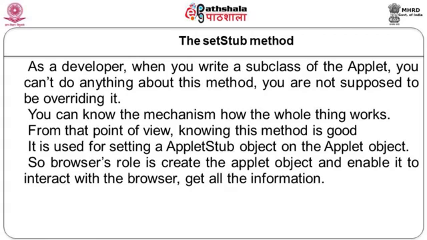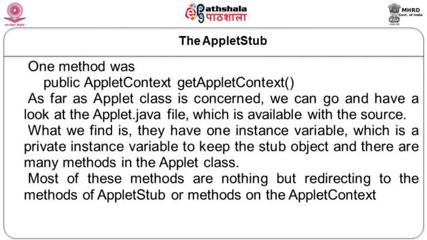So, one thing as far as the applet class is concerned: if you go and look back at the applet.java file, which is available in the source, what we find there is one private instance variable to keep a stub object. There are many methods in the applet class, and most of these methods are nothing but redirections. These methods are redirecting to methods on the AppletStub or methods on the applet context.